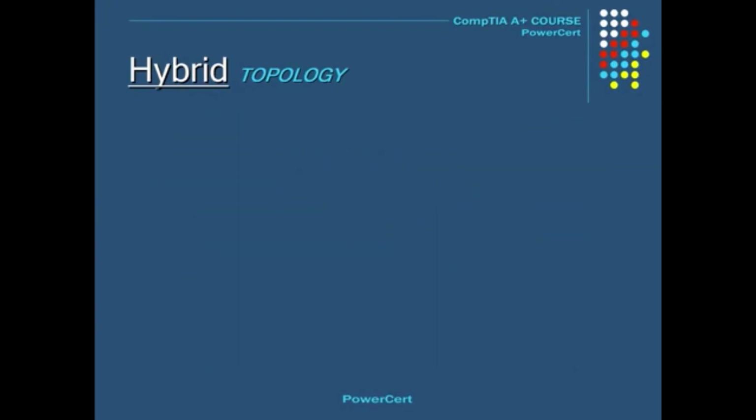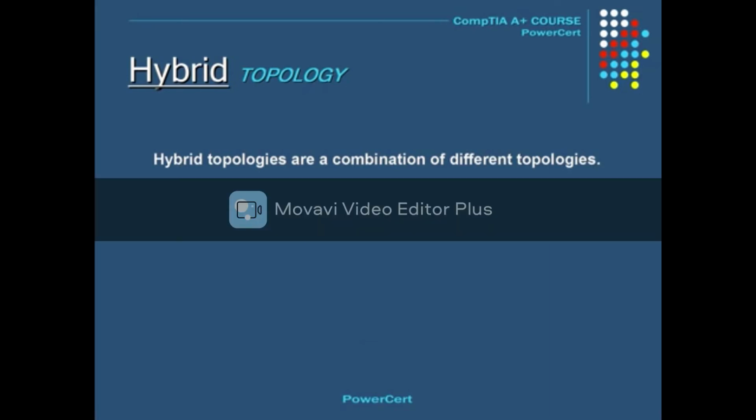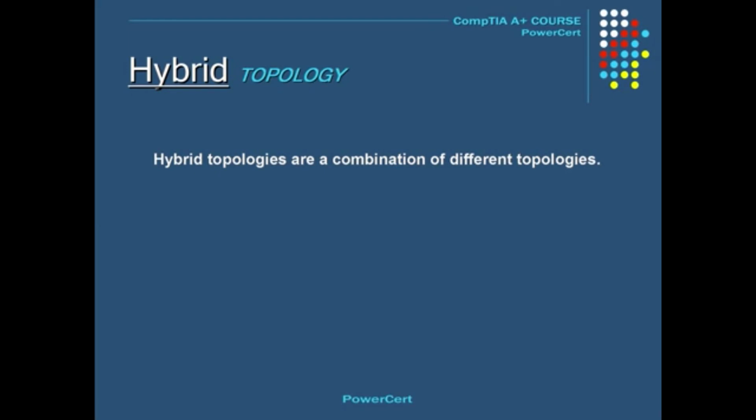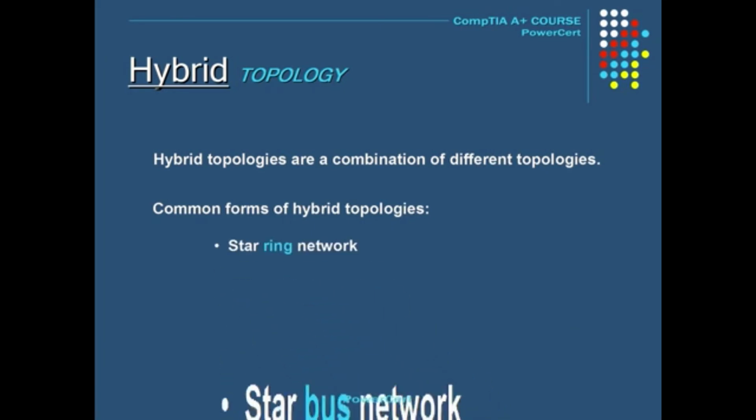Topologies can also be combined with other topologies if needed. These are known as hybrid topologies. Hybrid topologies can offer the best of both worlds. In fact, a lot of businesses use some form of hybrid topology to suit their growing needs. The most common forms of hybrid topologies are the star ring network and the star bus network.